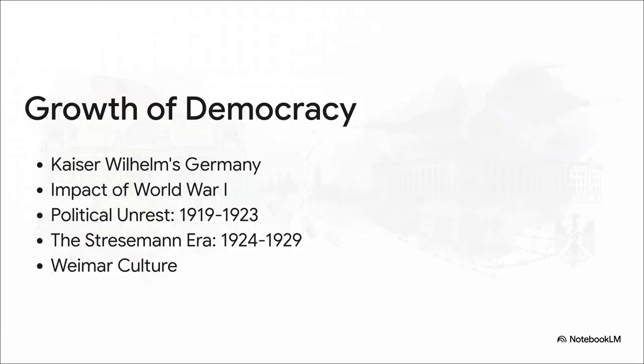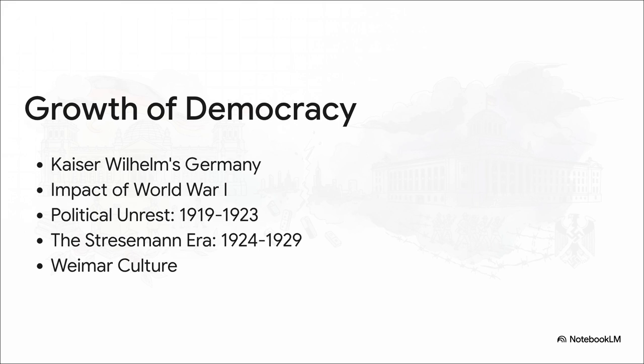So, what are we covering here? First up, we've got Kaiser Wilhelm's Germany. Then, the massive impact of World War I. Then we dive into the political unrest of 1919 to 1923. It was a wild time. After that, things calmed down a bit with the Stresemann era from 1924 to 1929. And finally, we'll look at the incredible Weimar culture that came out of it.